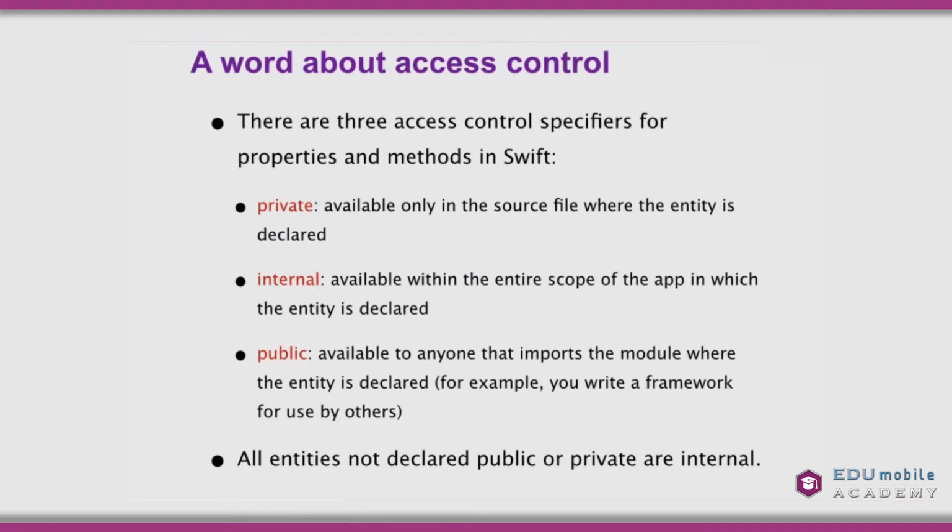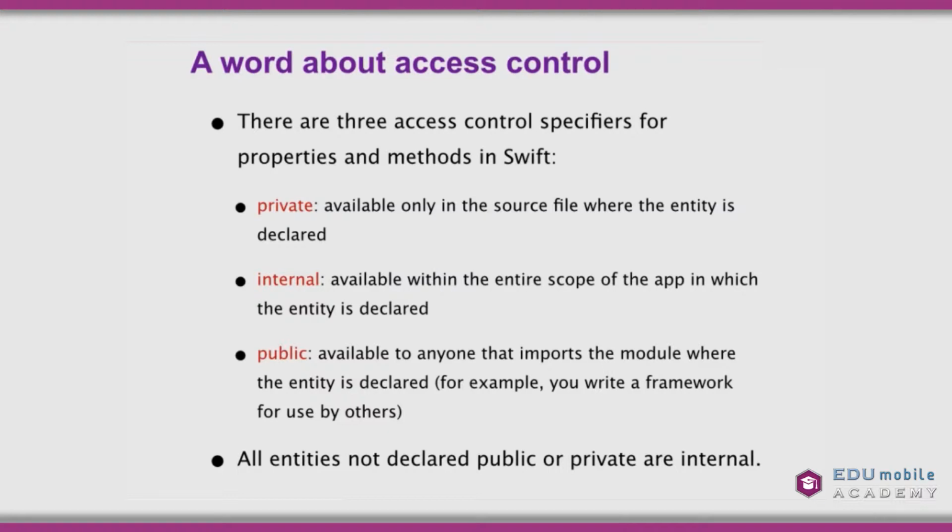Internal is available within the entire scope of the app, all across your app. So if you declare something to be internal, it's available every place in your application. And that's pretty broad. In fact, you might think that that's the broadest kind of scope we could have, possibly. Well, you would be wrong. There's one more broader scope, and that is public.